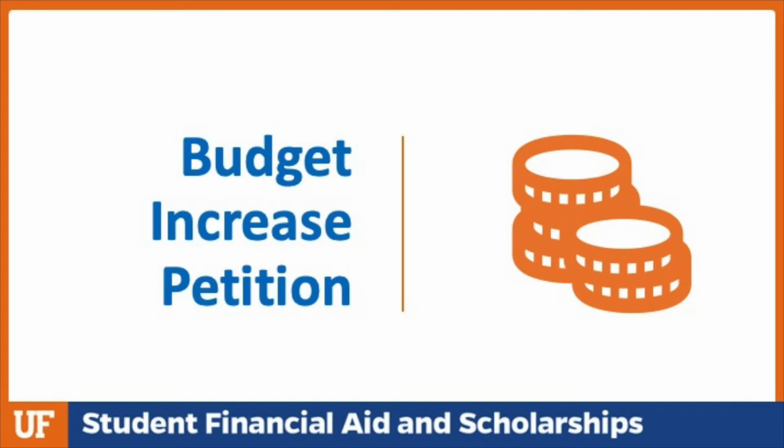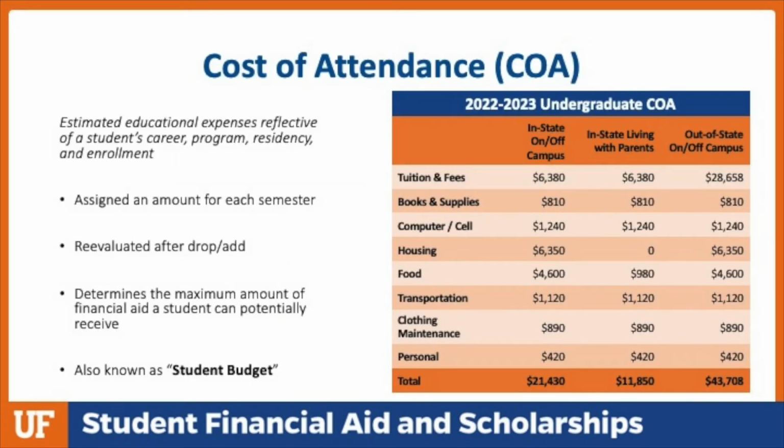The next type of petition is the budget increase petition. Now, before we go into detail, let's first talk about the cost of attendance. Every institution has what's called a cost of attendance that reflects estimated educational expenses a student may incur in an academic year. The cost of attendance typically includes estimated costs for tuition, books, housing, food, personal expenses, and so on. In addition to providing information to students on how much it costs to attend UF, the cost of attendance is also used by our office to determine how much financial aid we can award a student.